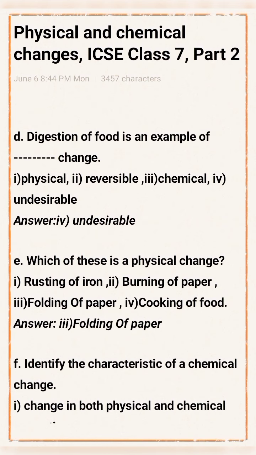Next question D. Digestion of food is an example of a dash change. Option 1, physical. Option 2, reversible. Option 3, chemical. Option 4, undesirable. Option 3, chemical, is the right answer.